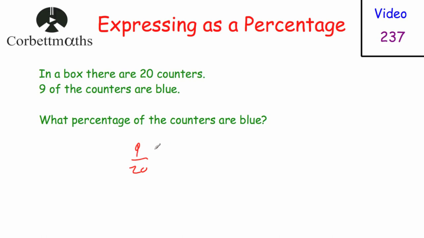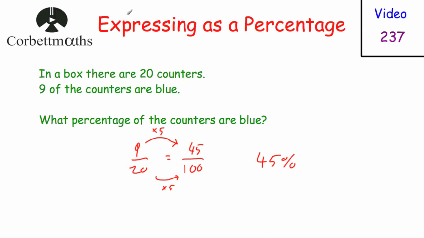Now, if I'm doing this on a non-calculator paper, I want to get this to a percentage, which means that I want to write this as a fraction with 100 on the denominator. To get from 20 to 100, we multiply by 5. So 20 times 5 is 100. I then look at my numerator, which is 9, and I times that by 5 as well. And 9 times 5 is 45. So that means that if I know that 9/20ths of the counters are blue, that would be the same as 45 out of 100 being blue, which is 45%. So that's how I would do it without a calculator.